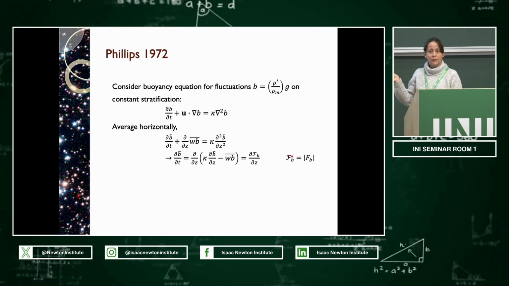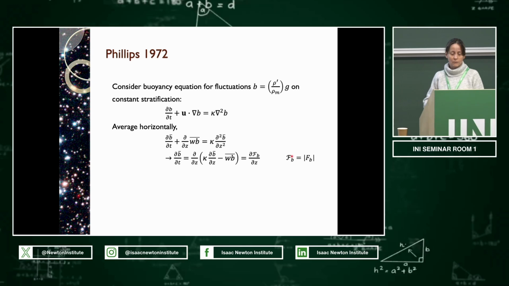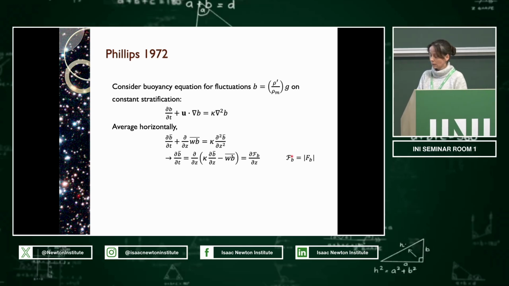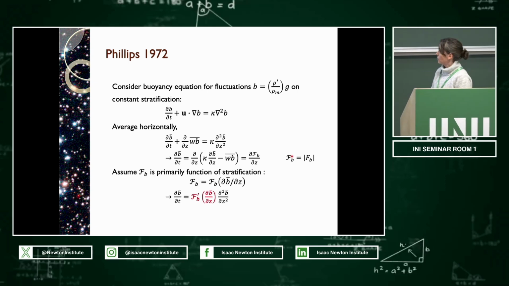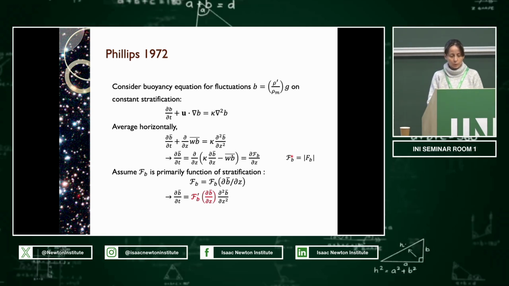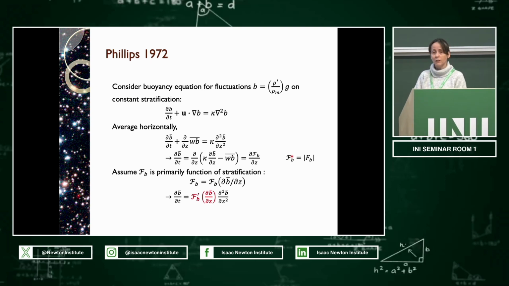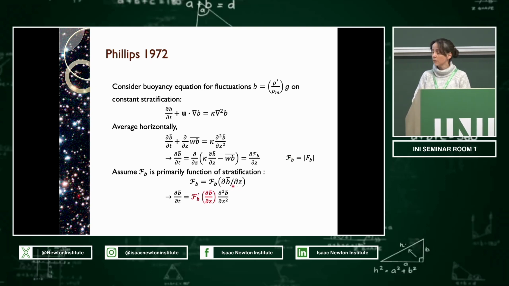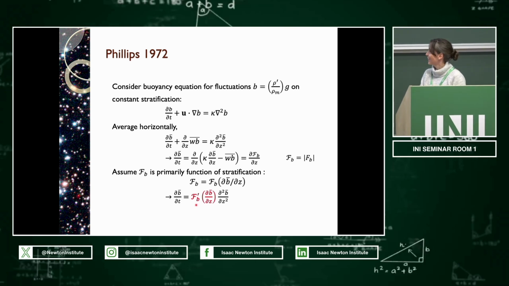The buoyancy flux in stratified turbulence is always negative, so the absolute value is just minus the buoyancy flux. And then the key here is, if you assume that this positive part of the buoyancy flux is primarily a function of stratification only, so curly F is a function just of dB̄/dz, you can take the derivative, using the chain rule, and you get F prime of dB̄/dz times d²B̄/dz².